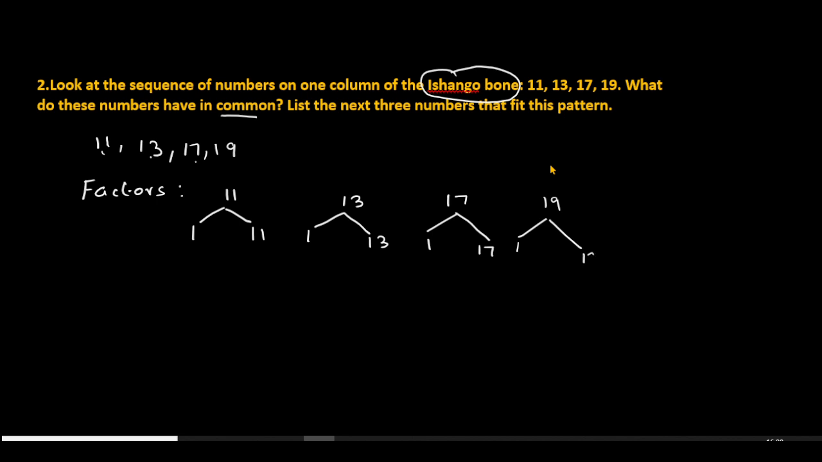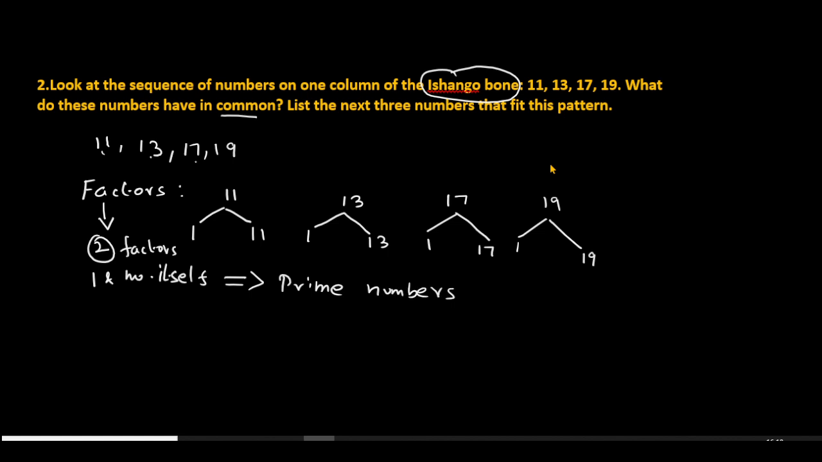So this is the common thing the four numbers have. They have only two factors. All four numbers have only two factors each. What are the two factors? 1 and the number itself. Numbers that have only the factors 1 and the number itself are called prime numbers. So these numbers 11, 13, 17, 19 are prime numbers.